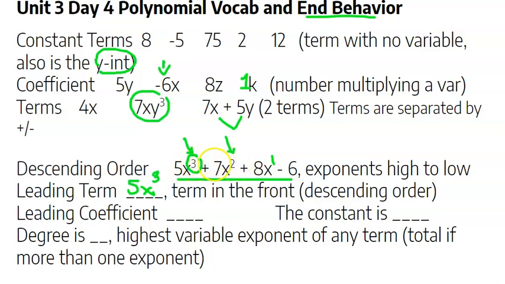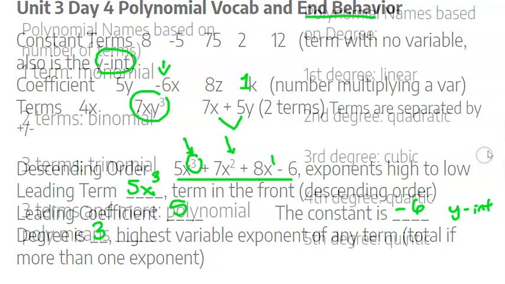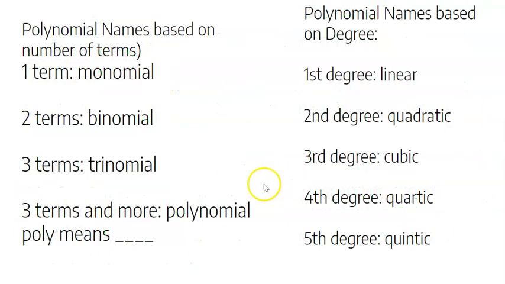So it's written correctly, but the next one's not going to be written correctly. The leading coefficient is the 5. The constant up there is -6. Remember, that would also be the y-intercept if we graphed it. The degree is, most basic definition, highest exponent. A little bit more to it, you'll see coming up soon.